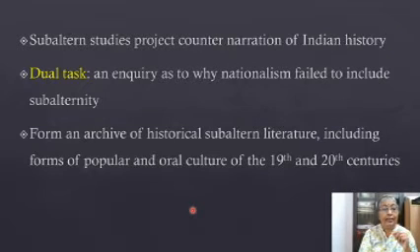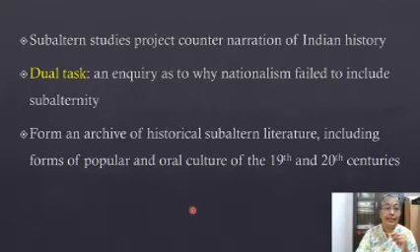The second is to form an archive of historical subaltern literature, including forms of popular and oral culture of the 19th and 20th centuries. First is why nationalism failed to include subalternity, why these people were pushed aside from the history that we read, history that we studied in the schools, and why these people were not included, or why nationalism failed to include them.